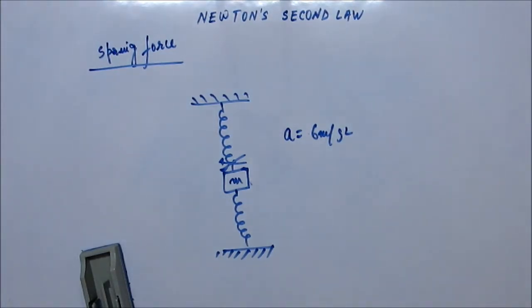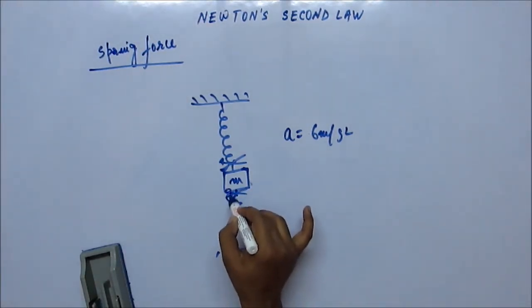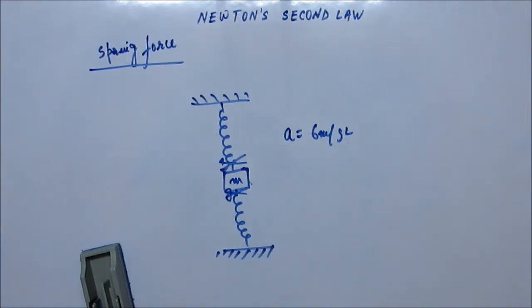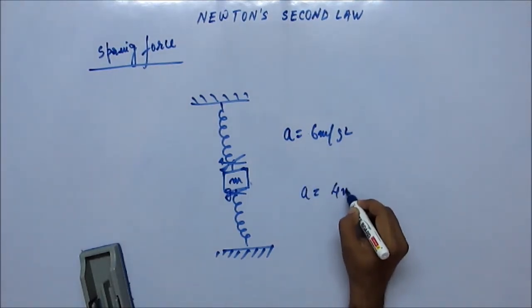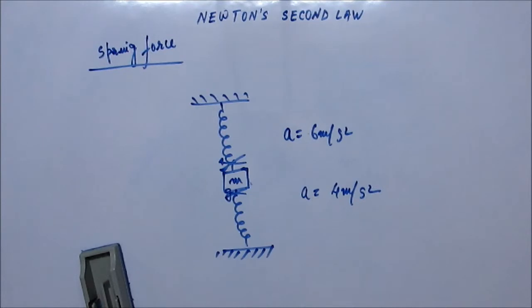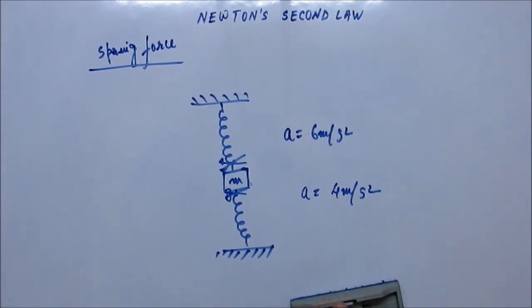Then they're asking you what will be the acceleration if the lower spring is cut from here. Tell me. What is your answer? What will be the acceleration of the block if the lower spring is cut? I'm telling you the answer. If the lower spring is cut, the acceleration will be 4 meters per second square. And I really hope that you got this answer, because I'm not going to discuss this because we had enough discussion. Now you should be able to do it on your own.